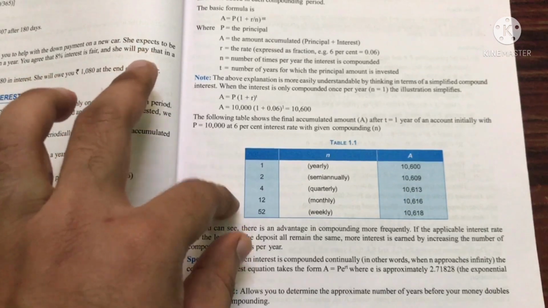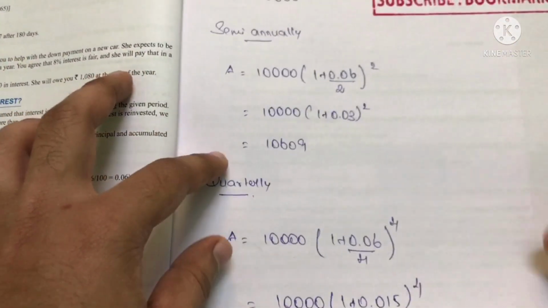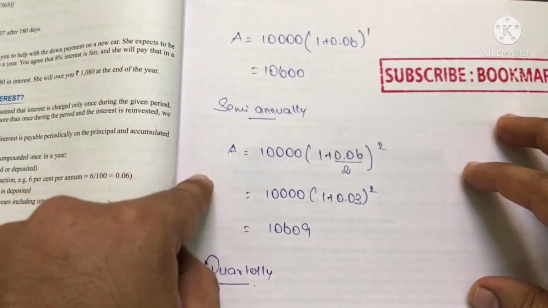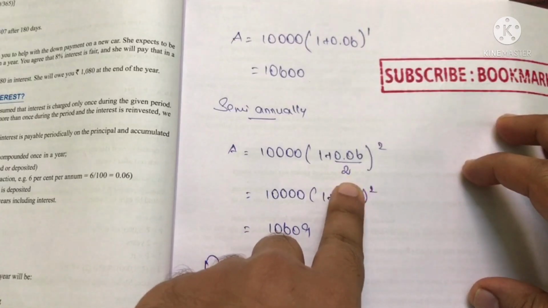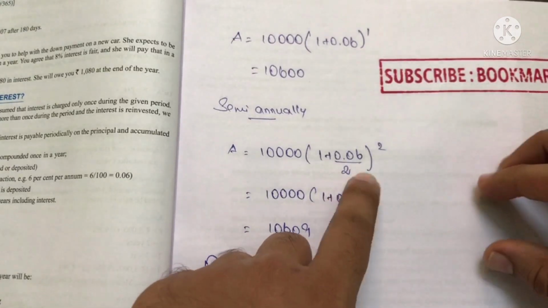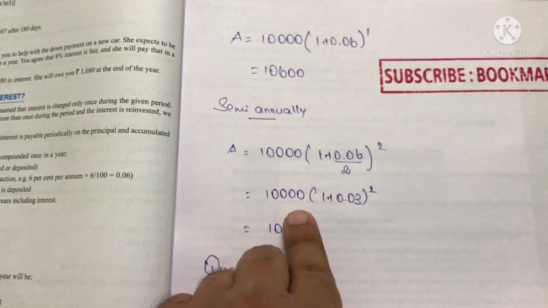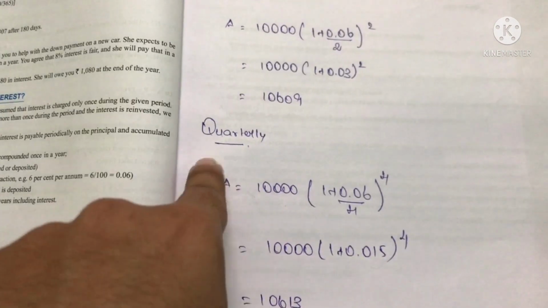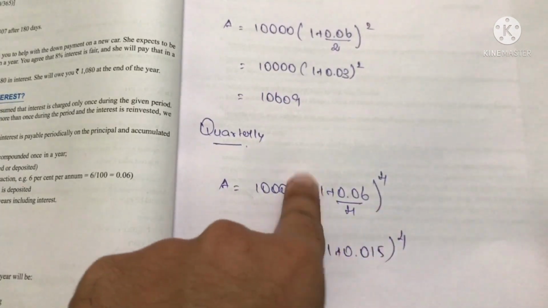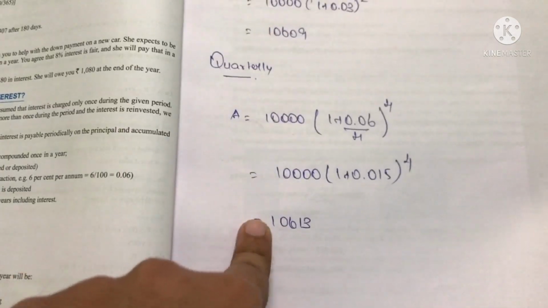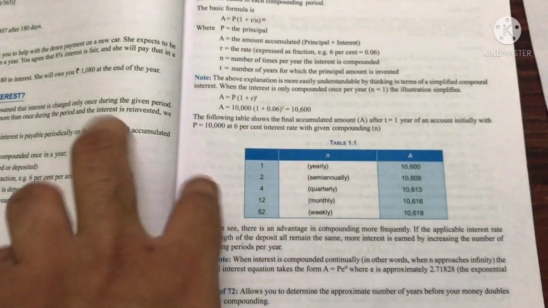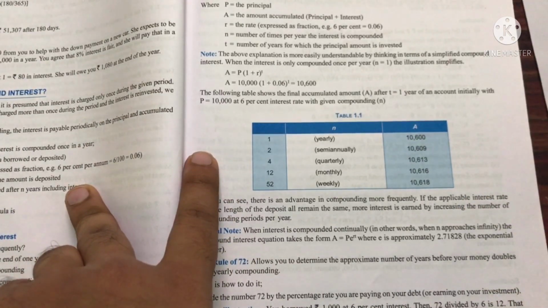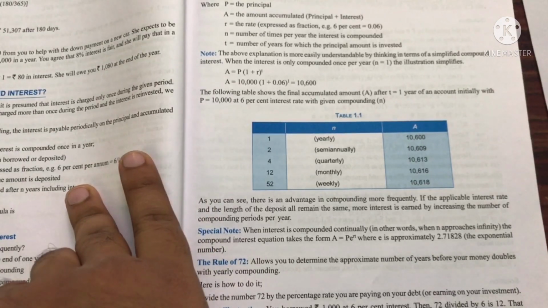In the book they have just given the table. I have worked out semi-annually and quarterly. This one is for annually. In case of semi-annually, as I said, divide by 2, because semi-annually is 2 times, so the power is also 2. If we solve these, we'll get 10,609. In case of quarterly, we divide by 4 and then make it power 4. Then we get 10,613. From this table, we are clear: the more frequently interest is compounded, the more interest we get.